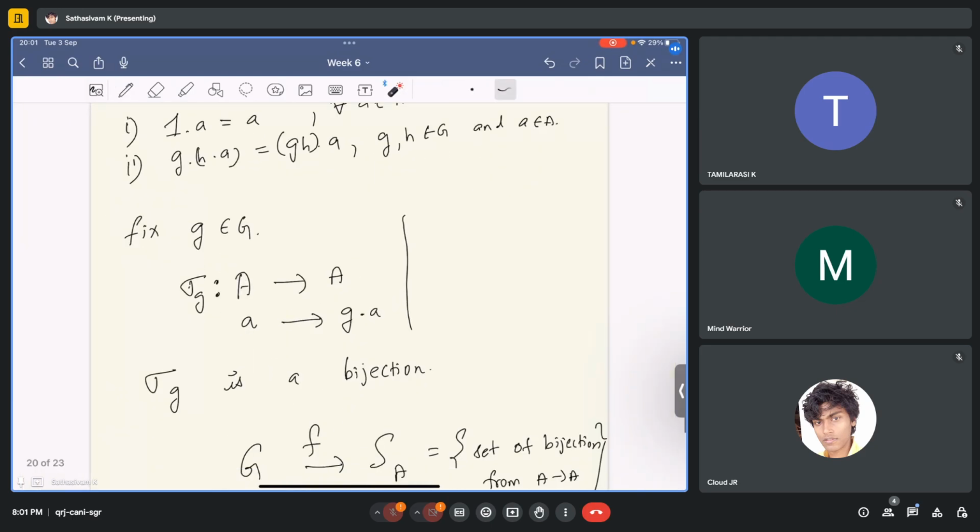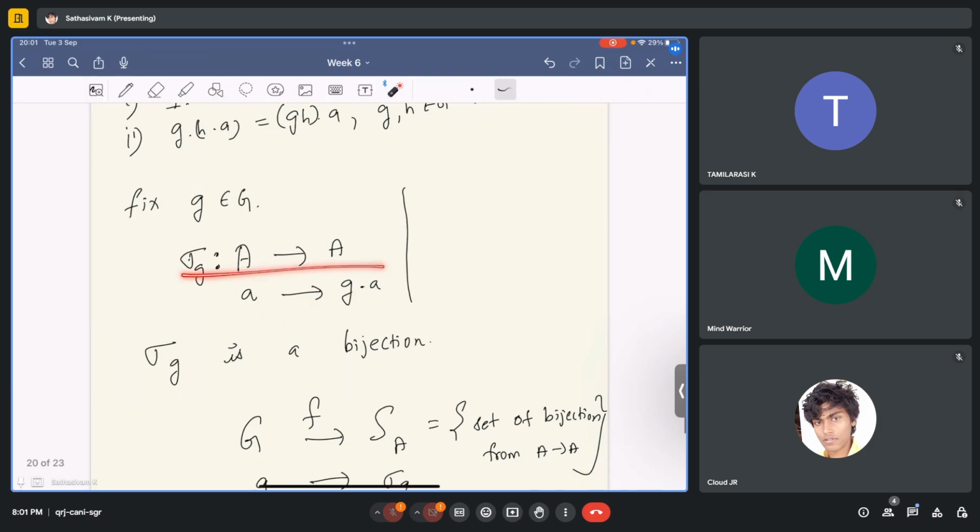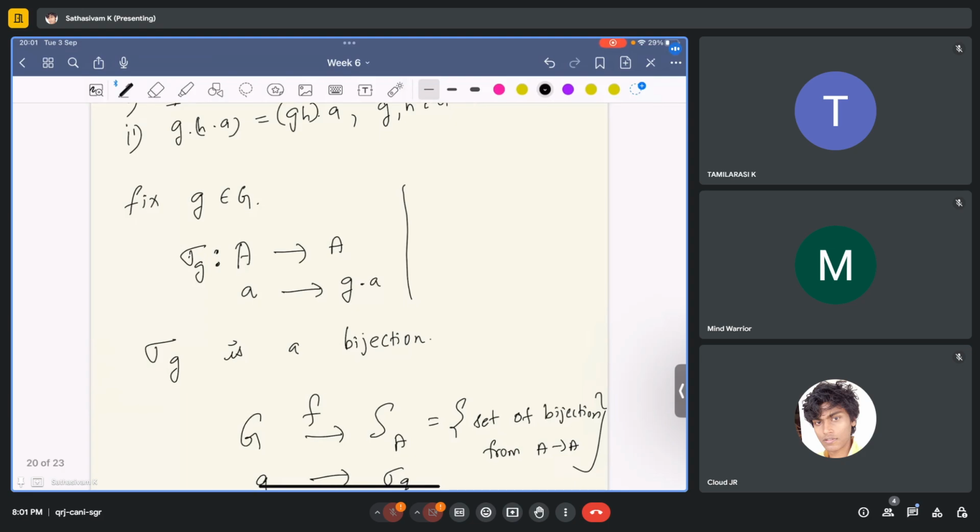So let's just prove this is a bijection. This I have proved. So for a bijection, what do we need to prove? You want to prove the injectivity and surjectivity, right? So how do you prove the injectivity? Let's say you have G dot A1, suppose this is equal to G dot A2. Maybe this is not how we have to do it. We did sigma G of A1, suppose this is equal to sigma G of A2. So we were proving the injectivity. We want to prove that A1 is equal to A2.